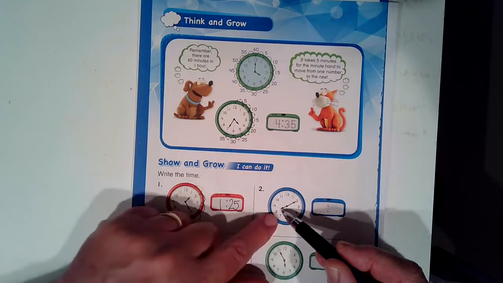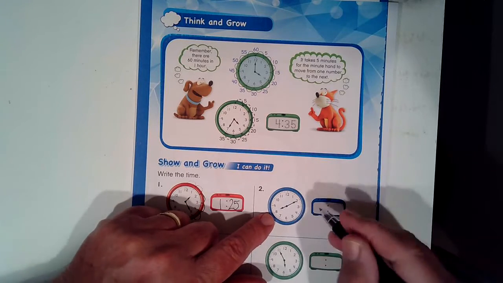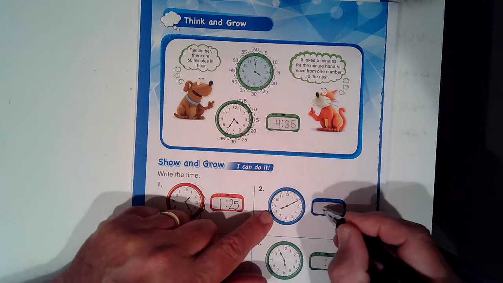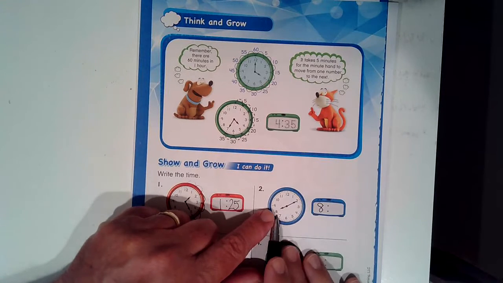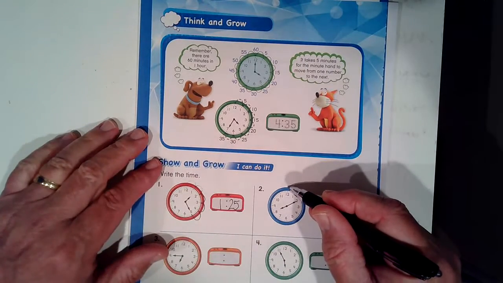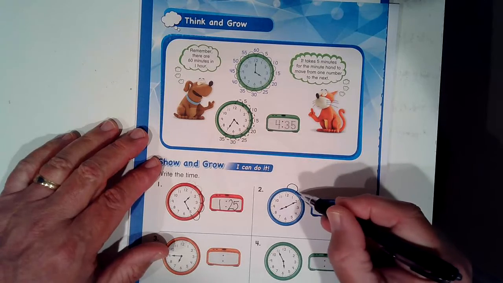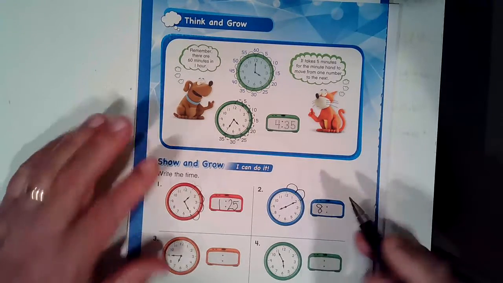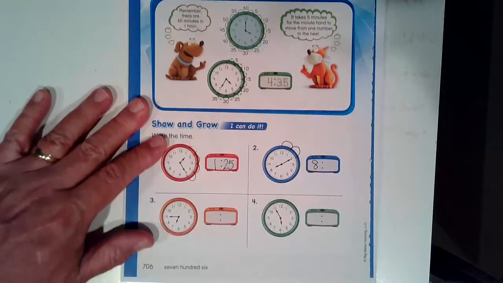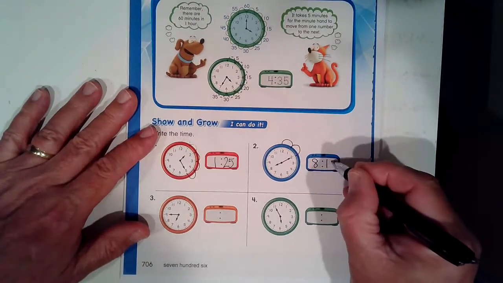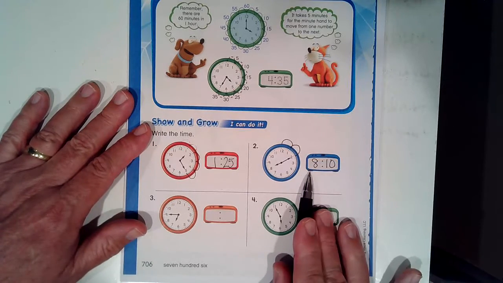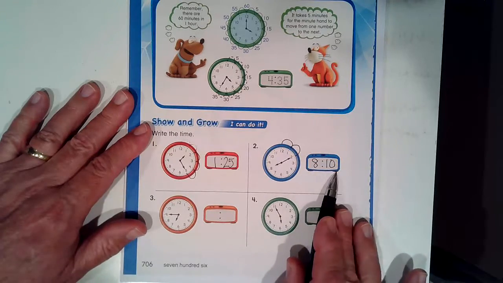Let's do this. Where's my short hand? It's pointing almost at the 8. Right at the 8, not quite to the 9, not close to the 7. It's at the 8. So it's 8 something, and we have to figure out where it stops. So we go from the 12 to the first one is 5, 10. And I don't count anymore because that's where we stopped on that minute hand. 8 o'clock plus 10 minutes, 8:10.